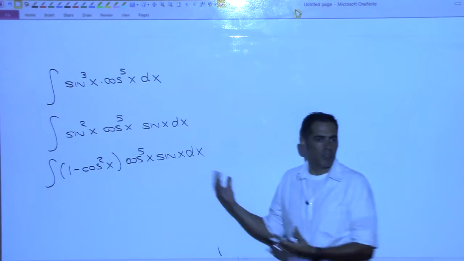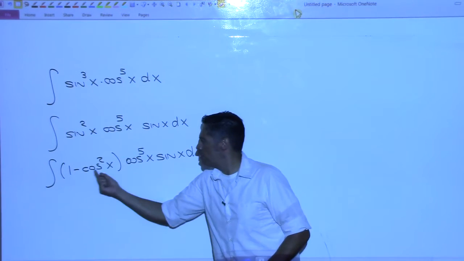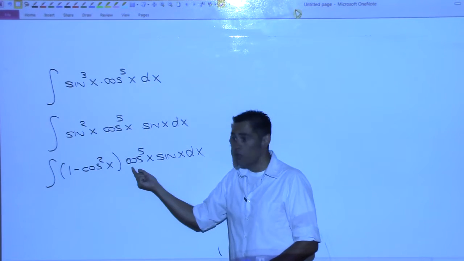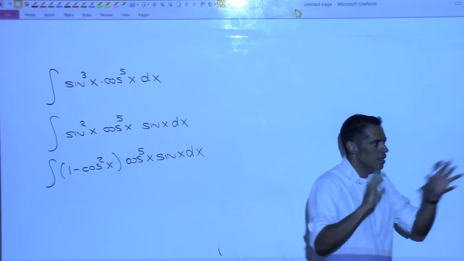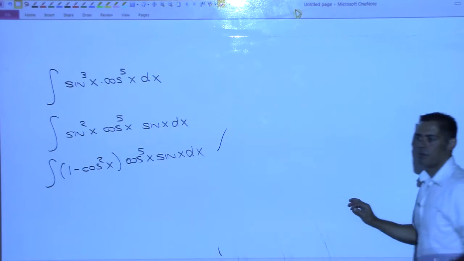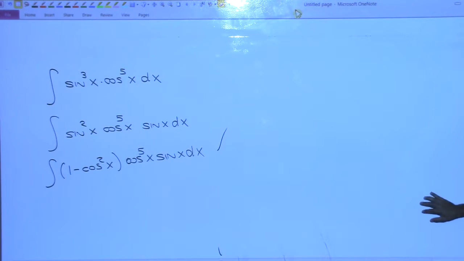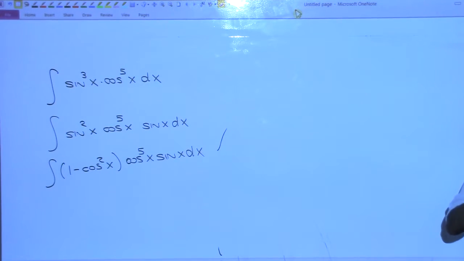So this will still work. If u is cosine x, this will become 1 minus u squared times u to the fifth, and then negative du. But we should still be able to do this. No problems. So if one of them is odd and the other one's even, we seem to be good. If they're both odd, it seems reasonable that we can get it. What if they're both even?